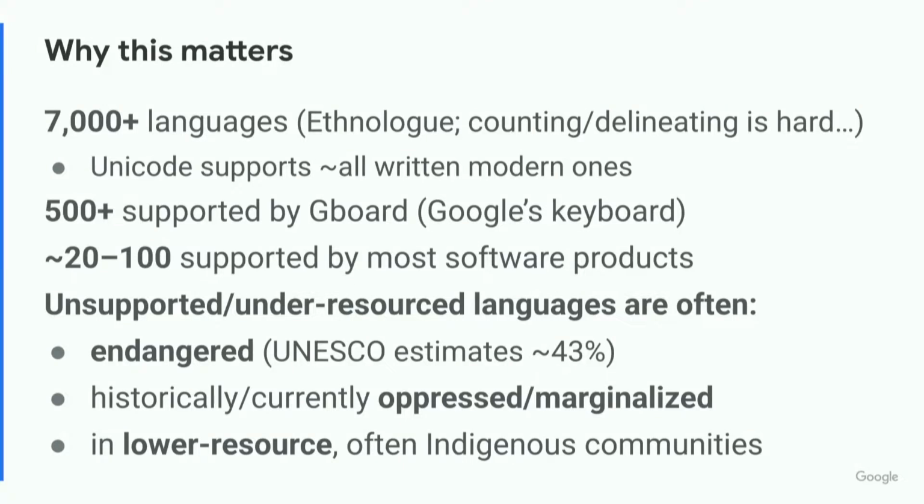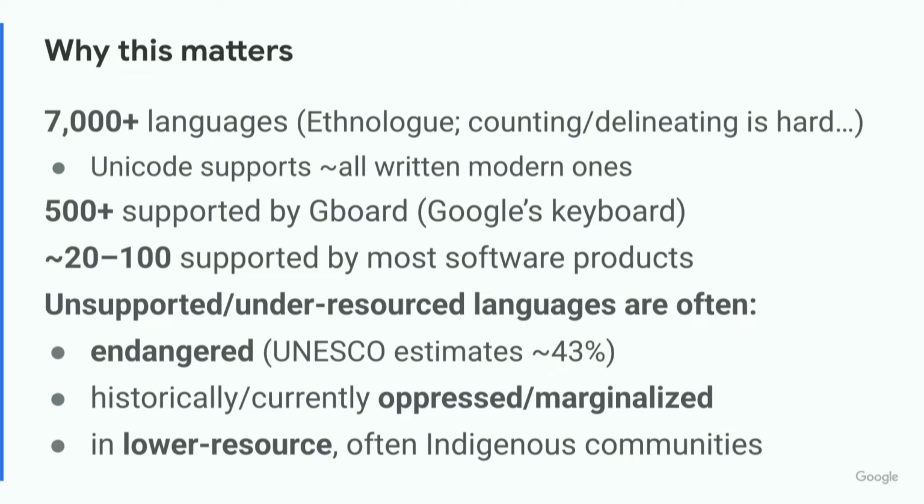Google's Gboard is our keyboard, and largely thanks to the efforts of Don, our colleague, it now supports well over 500 languages, which is pretty impressive, but it's still an order of magnitude less than the number of languages there are in the world. And some Google products, like the Google Assistant, only support around 20 languages, although again, we'll discuss what it means to support. And then there's some other Google products that support somewhere between 60 and 100, but again, it's an order of magnitude less than the languages in the world.